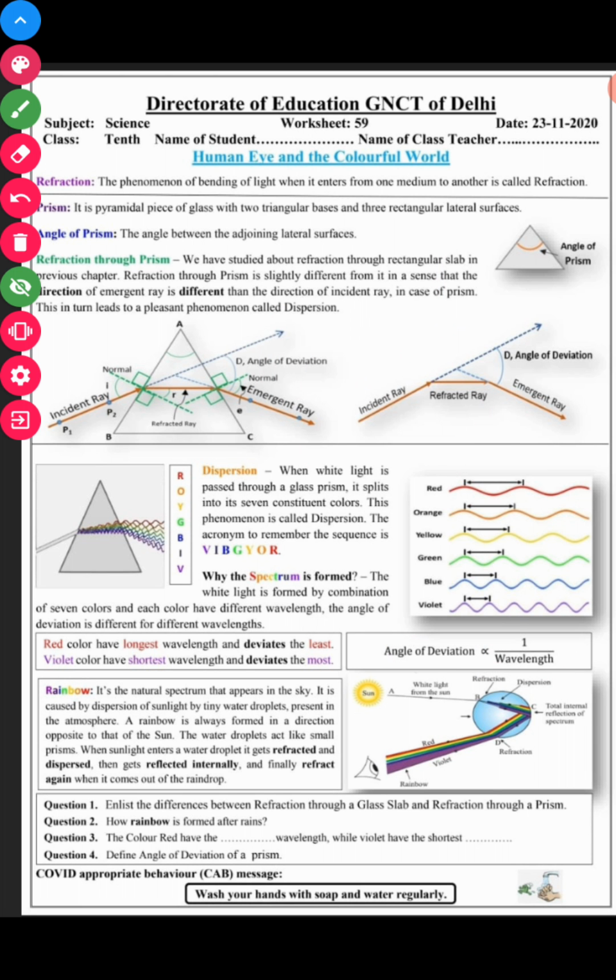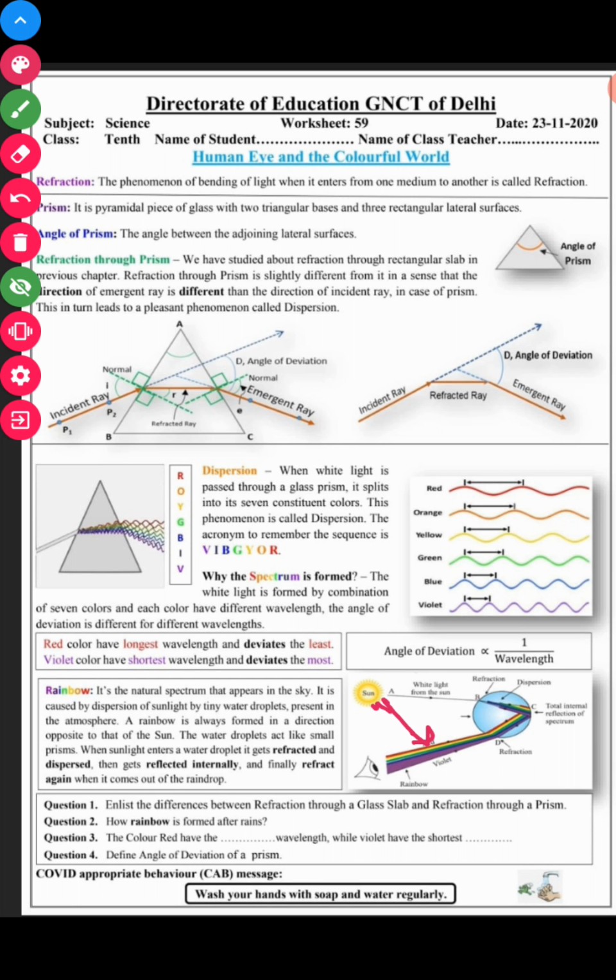Okay, and we have another topic called the formation of rainbow. This is also on the basis of refraction. It is a natural phenomenon, a natural spectrum that appears in the sky during the rainy season, and it is caused by dispersion of sunlight by the tiny water droplets present in the atmosphere. A tiny water droplet acts as a prism in this case. A rainbow is always formed in the direction opposite to the sun.